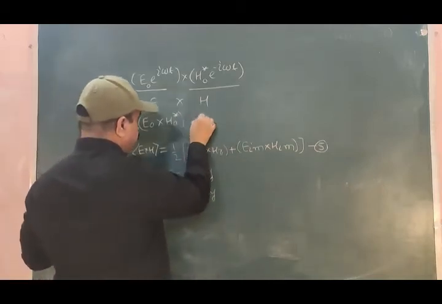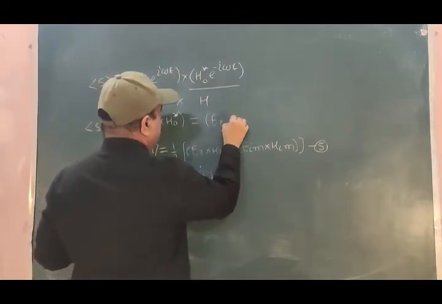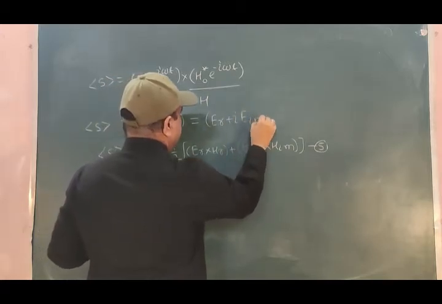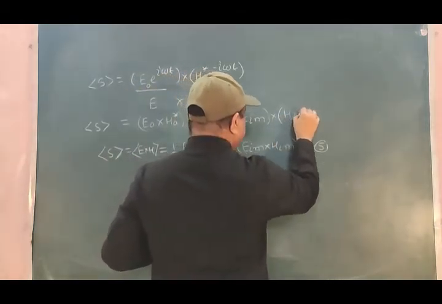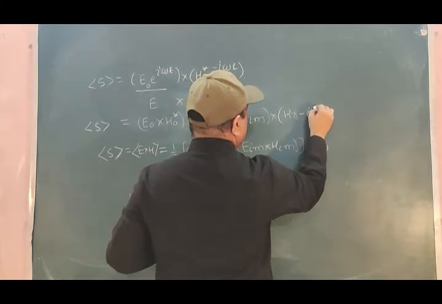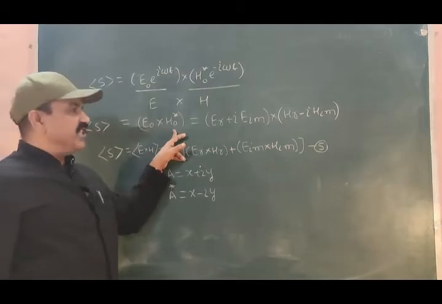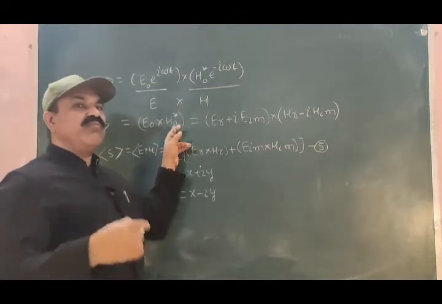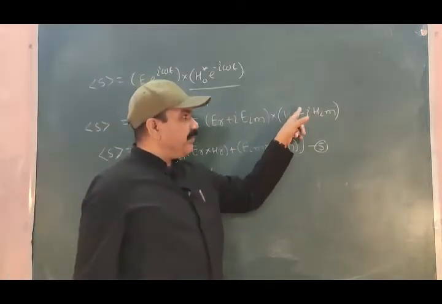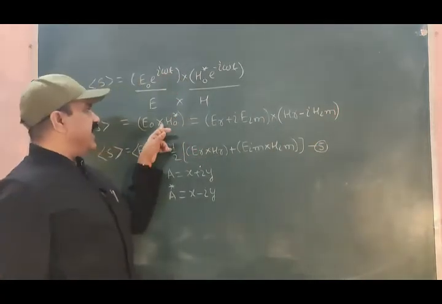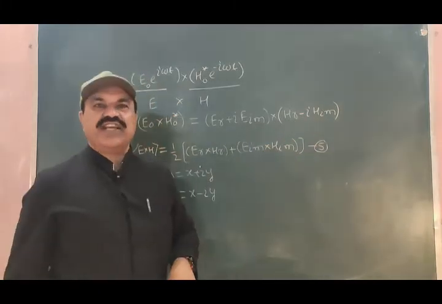This is for ER plus i EIM cross HR minus i HIM. It is complex. H0 star is the complex conjugate of H0. What was H0 we taken earlier? HR plus i HIM, and therefore its complex conjugate will be HR minus i HIM.